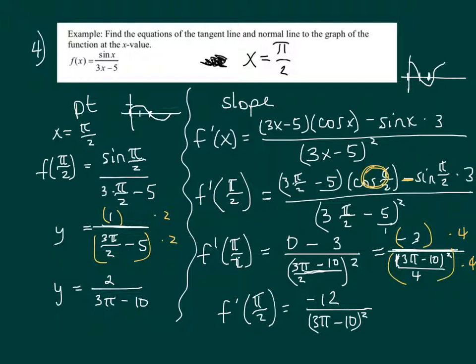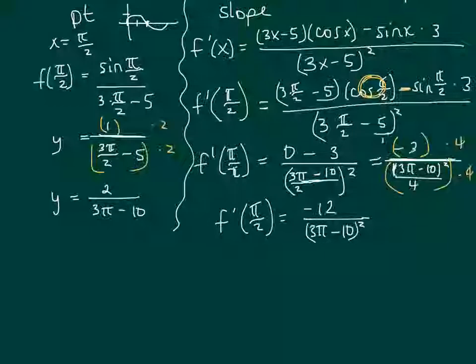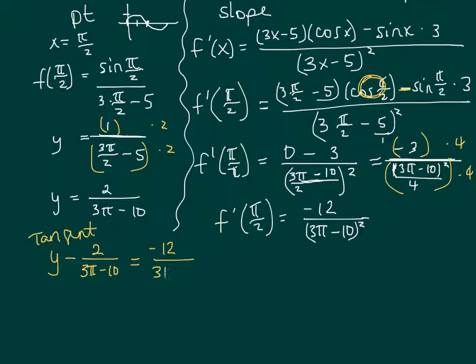And here's our y value, and of course our x value is π over 2. So we have the 3 things we need, and we're going to go ahead and write our tangent line. So y minus our y value, which is right here, this ugly fraction, 2 over 3π minus 10, is equal to our slope, this other ugly fraction, negative 12 over (3π minus 10) squared, times x minus π over 2. All right, so that's the equation for our tangent line.